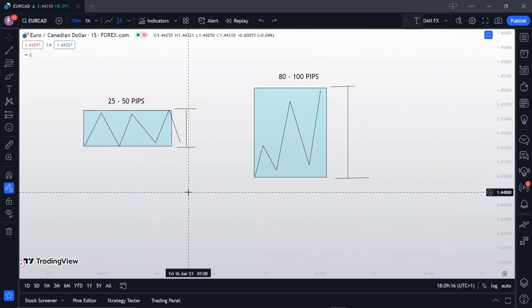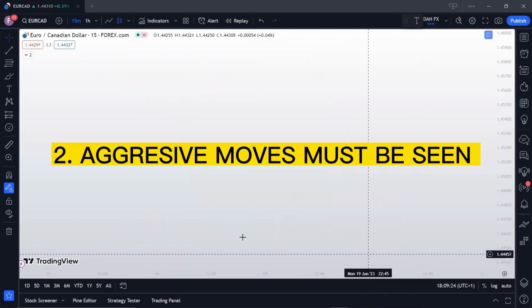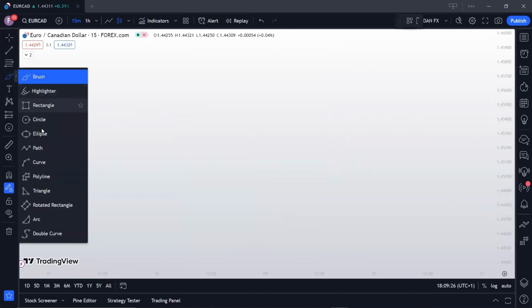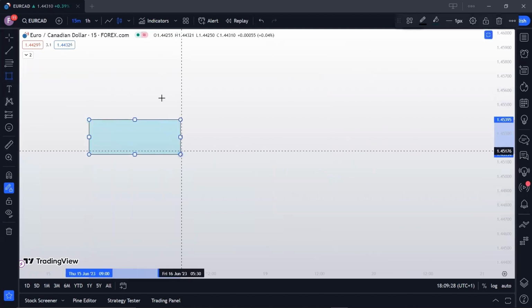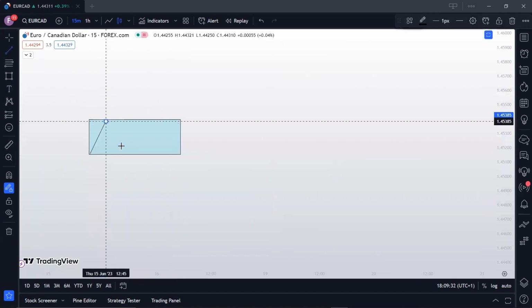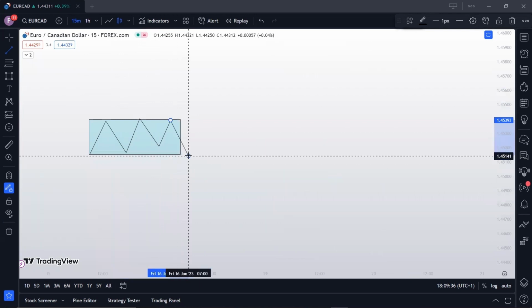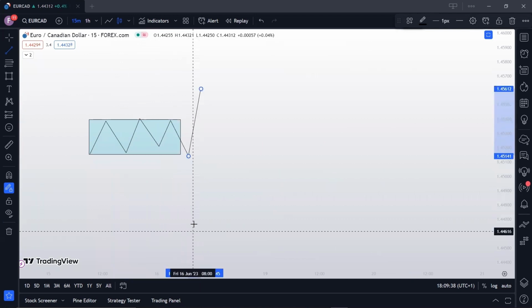Rule number two is you need to see aggressive movements outside the Asian box. Now, we know that the Asian box creates liquidity, and we know that two things happen after the Asian range consolidation. So let's say this is our consolidation here. There are two things that happen. When the market breaks to the upside, what happens?